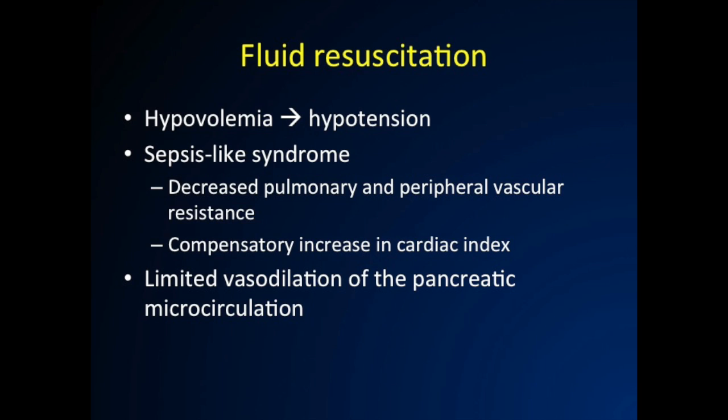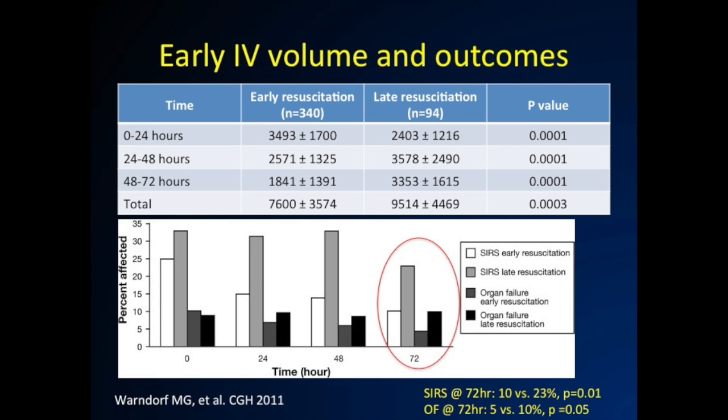And as I mentioned at the beginning, the pancreas is not very good at compensating for that and maintaining its vascular supply. And so it's thought that despite increases in cardiac output in the shock setting, the pancreas is not benefiting from that because it can't vasodilate and perfuse itself better. So that's the basic principle.